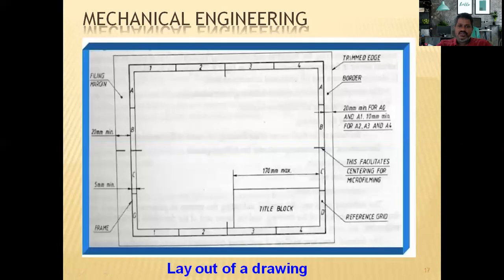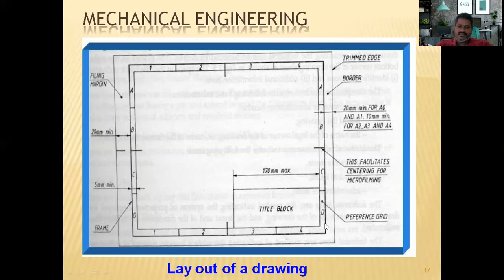Then let me move further to the layout of the drawing sheet. As you can see here, this is exactly the drawing sheet. Before starting the drawing, we must draw the borders first. You can see here the borders are available. From the left side trimmed edge, we must leave 20 mm. Then we must also draw the frame.